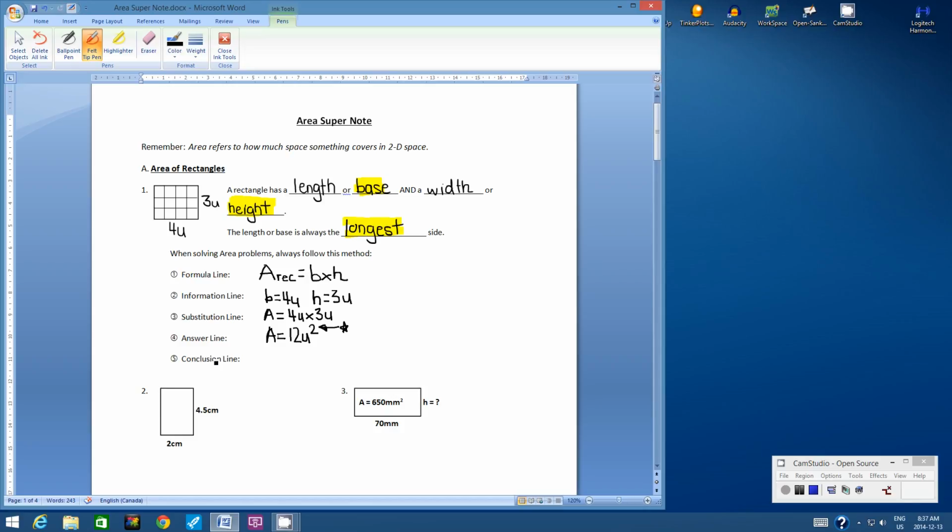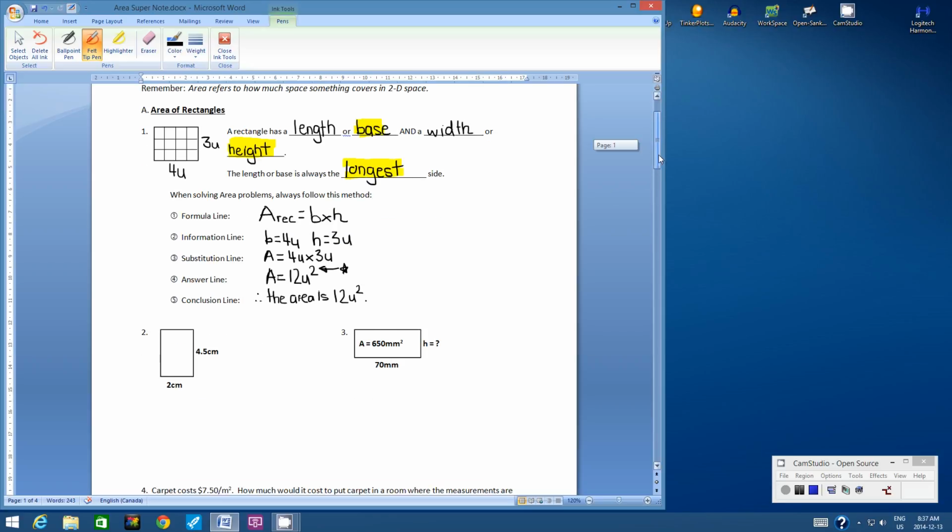Finally, we just write a therefore statement for the conclusion line. Therefore, the area is 12 units squared. There we go. Simple procedure, simple method, 5 lines, easy calculations. Okay, let's go on to example 2.